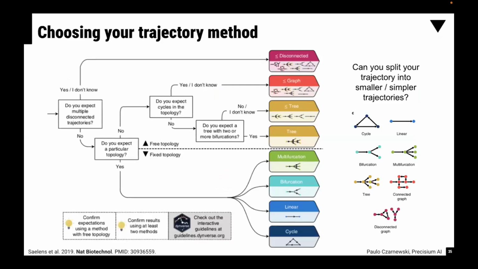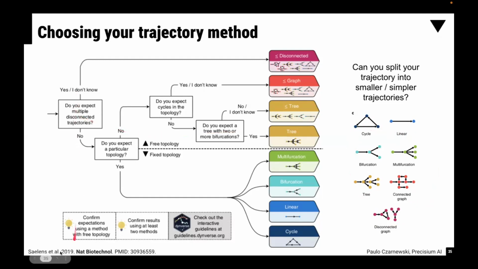To wrap up, one of the things I mentioned in the beginning: can you simplify your trajectories into simpler structures or topologies? Always try to do that. Subset your data set and run trajectory only on the things that are interesting to you, rather than worrying about fitting a trajectory on cell types that are not even related to what you're looking at.